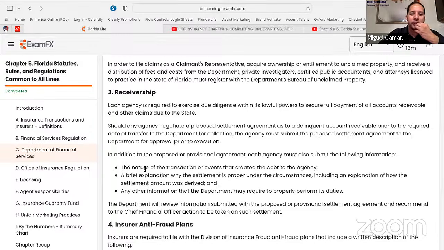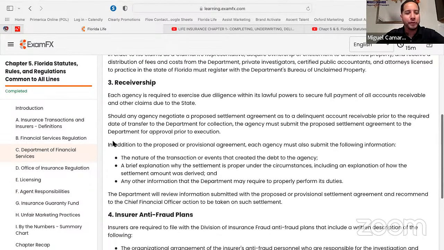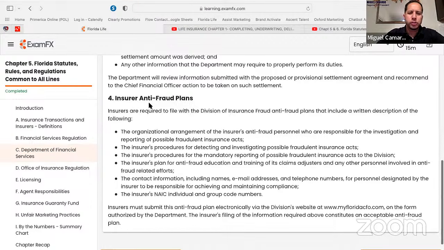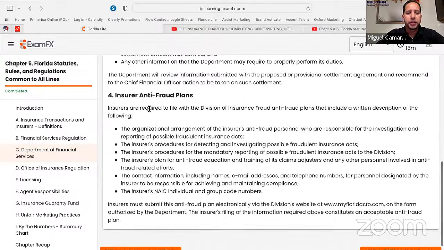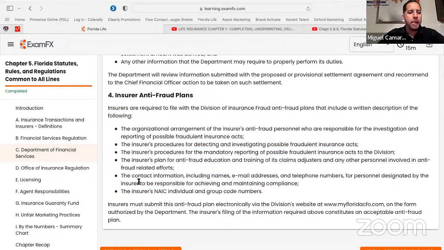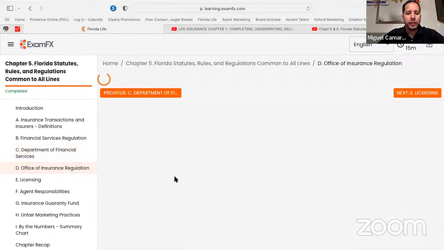Again, there's really not much I can teach you here. You guys seeing that? You just have to come and read this. This is the part that is boring. Insurers, anti-fraud: insurers are required to file the plan. You guys are just going to have to come back and read this. This is just to get an idea of how it operates. Let's go to the Office of Insurance Regulation.